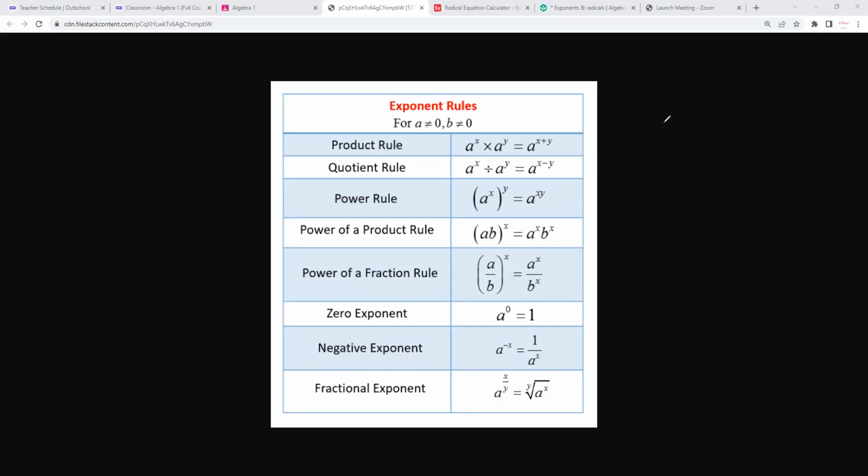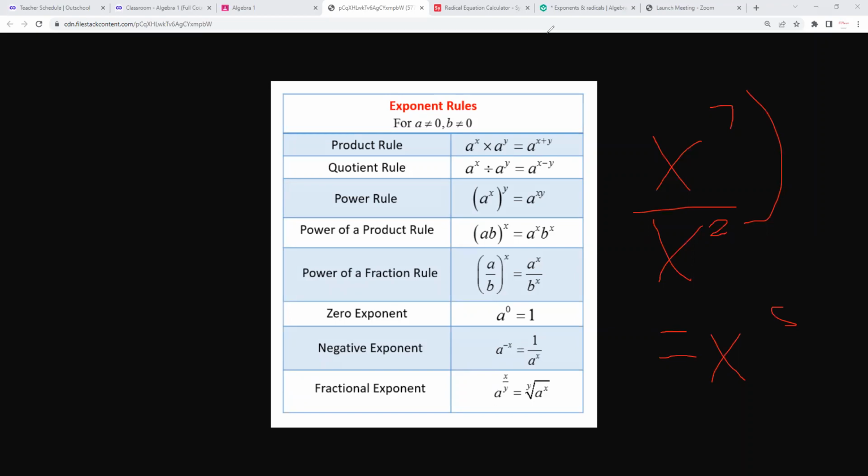When multiplying exponents, let's say you have x to the third times x to the fifth. Rules of exponents, you add the exponents. You do not multiply them. This would get you x to the eighth. When dividing exponents, you subtract them. This would get you x to the fifth.